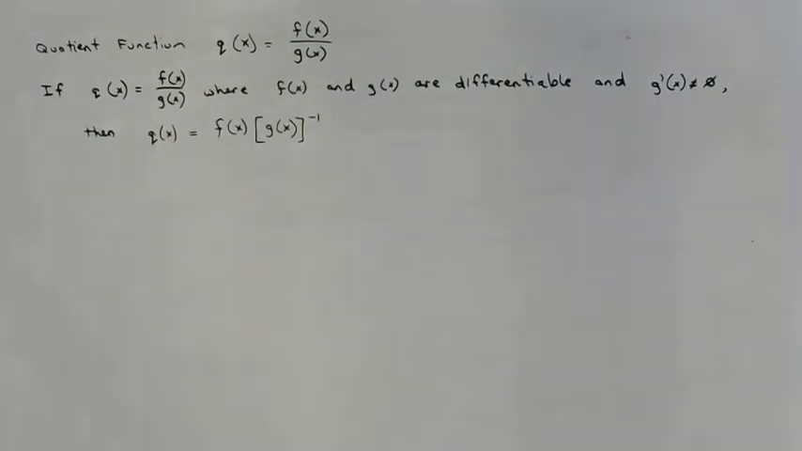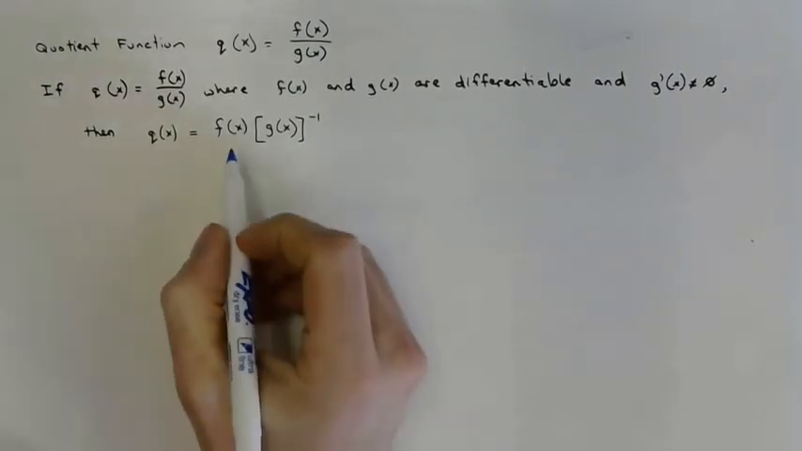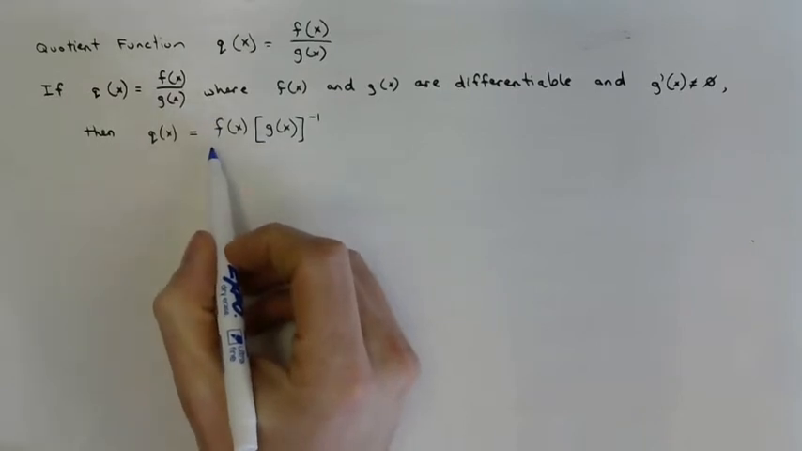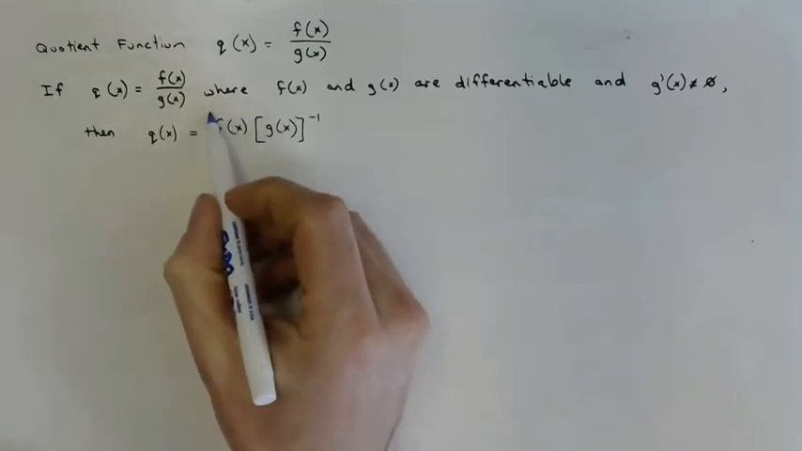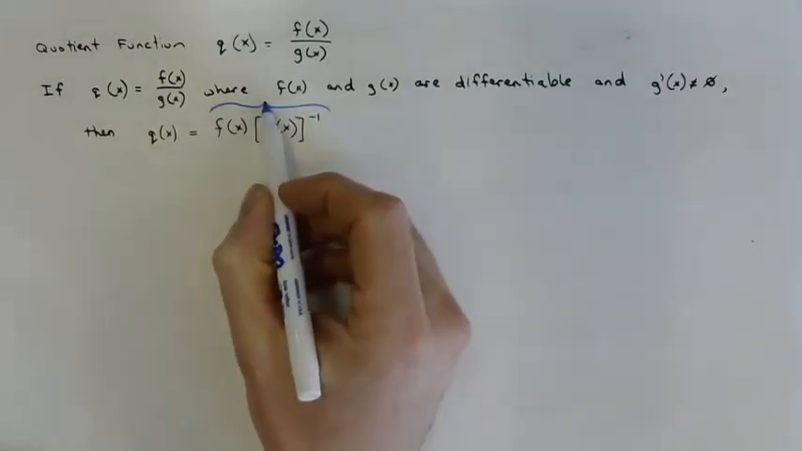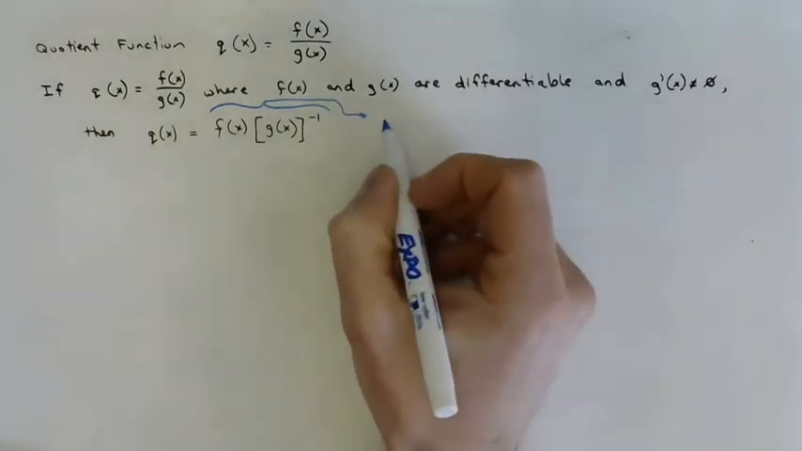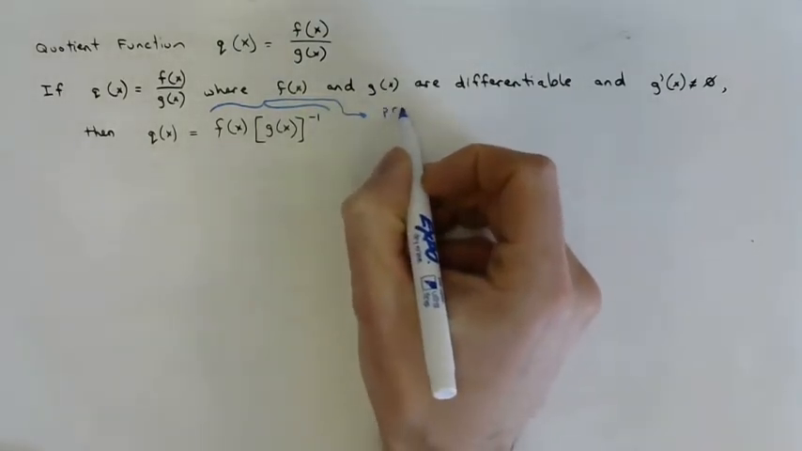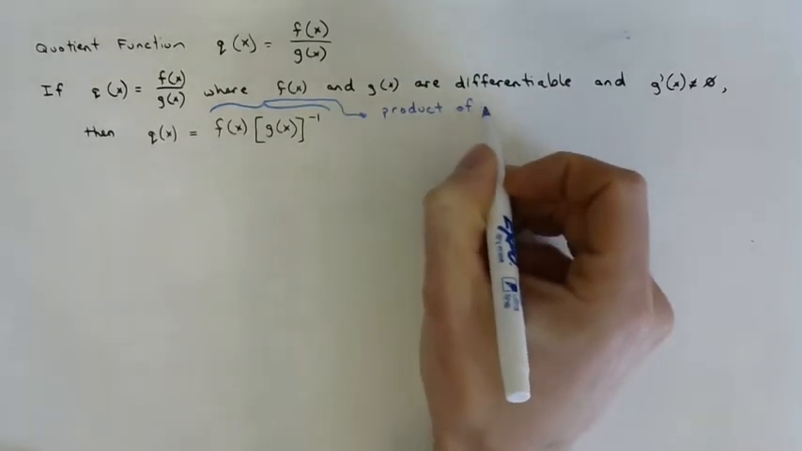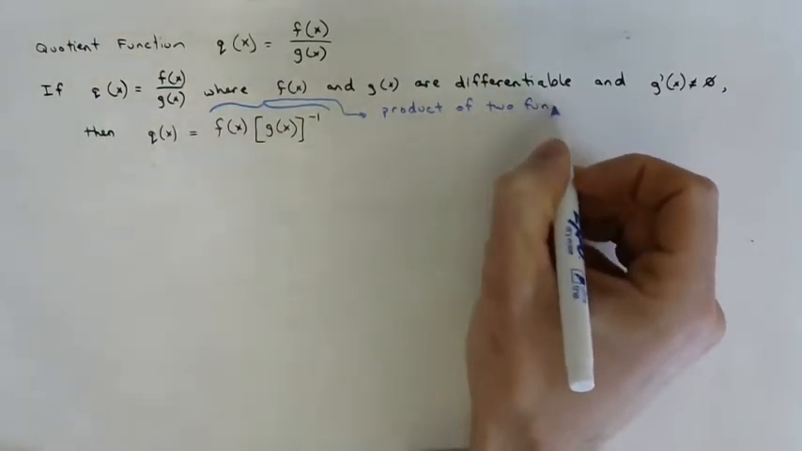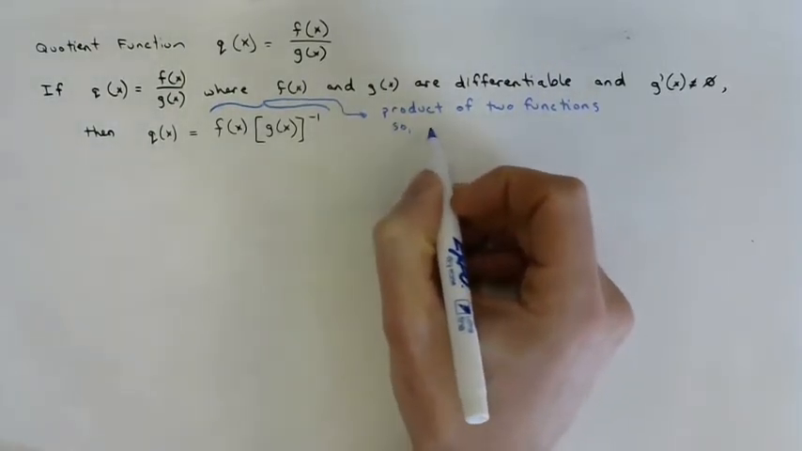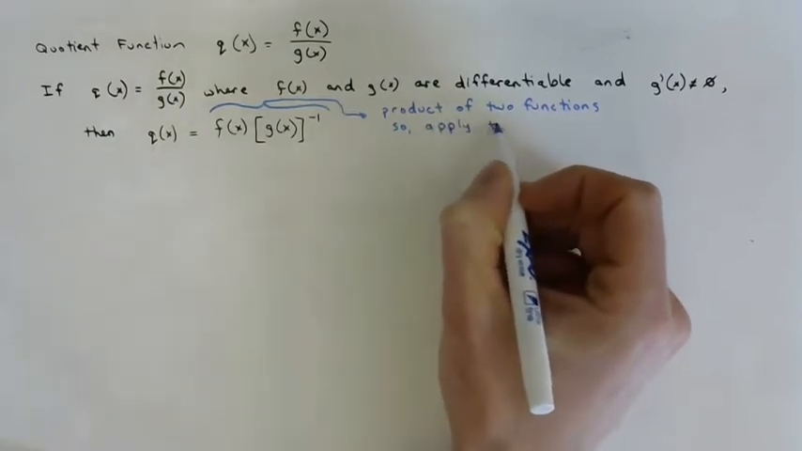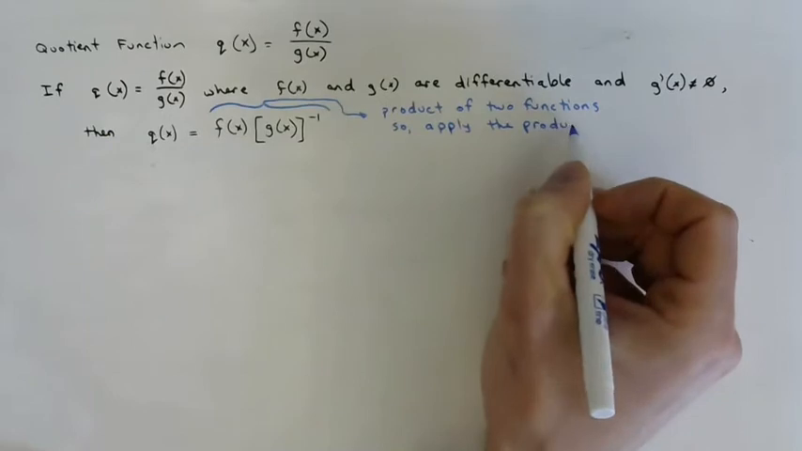In which case, if you take a look at this, what do you see? Well, we have this whole function then, becomes, and I can actually draw that on top. This is now the product of two functions, which means we can apply the product rule.